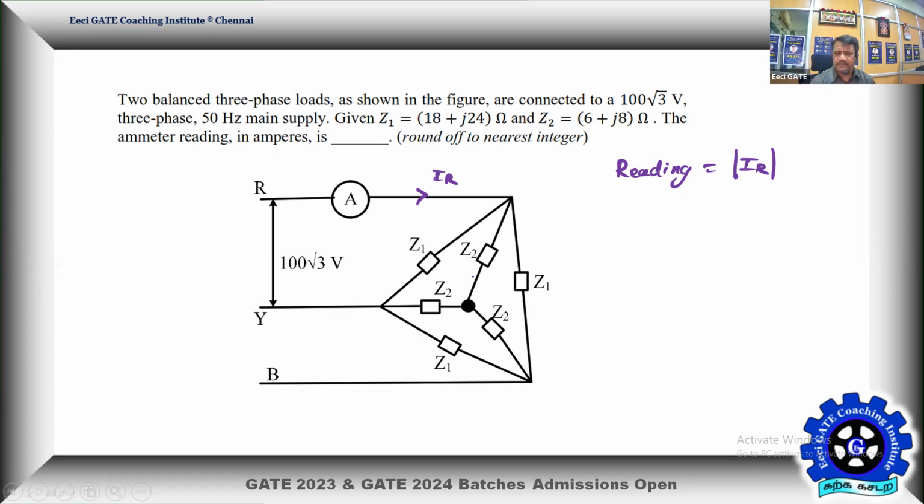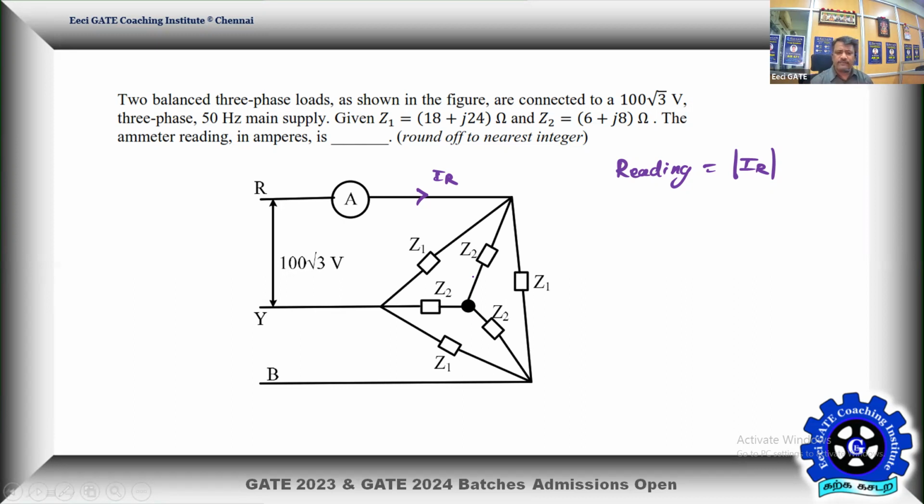Then IR is the current existing in the R phase. So then you have to go for two currents in the delta connected, and then you have to go for a complex addition. Then you have to get your IR. That is how you need to imagine the route. That is the first way, converting your inner star into a delta.